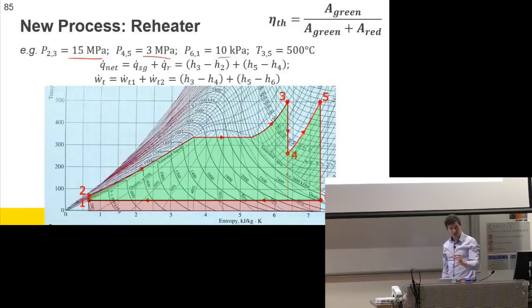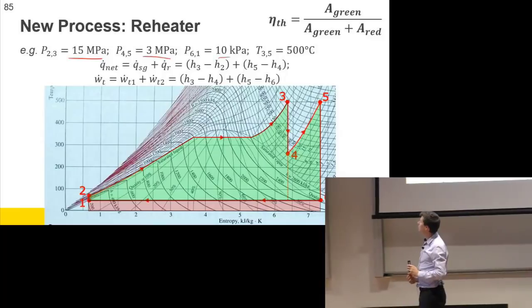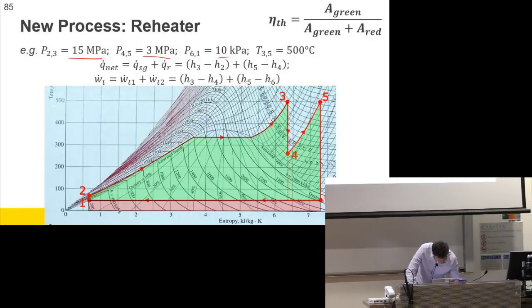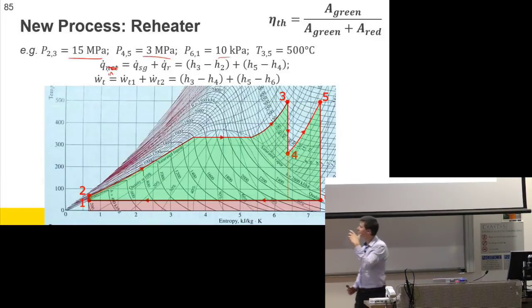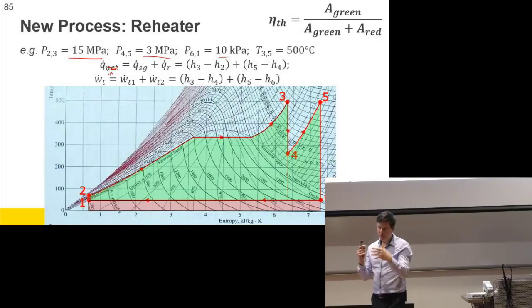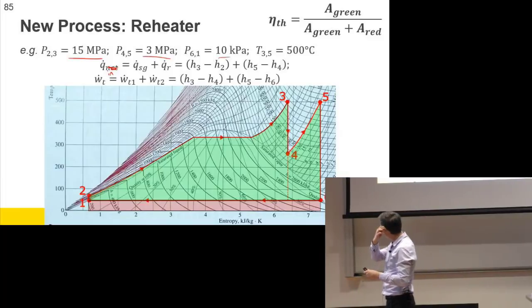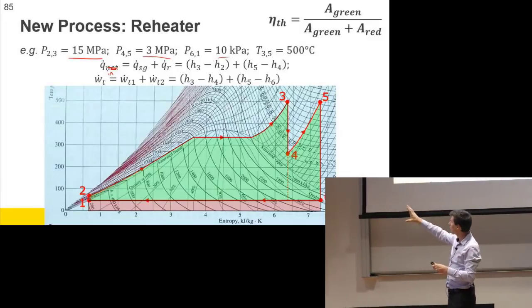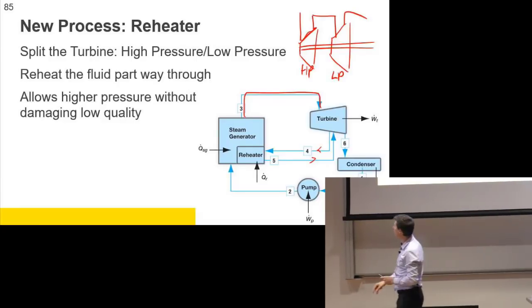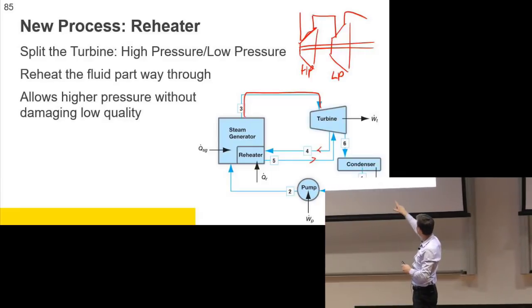So how do we analyze this mathematically? Well, we say that the Q in, that's not Q net, that's Q in. My apologies, Q net would have to take into account the condenser as well. The Q in will be whatever you put in as heat in the steam generator, the boiler initially, plus whatever heat you add in the reheater. So you have to take both of those heats into account, which is just the enthalpy of the state points before and after the reheater and before and after the steam generator, so 3 and 2 and 5 and 4. So I've gone back a slide. Between 2 and 3, we've gone through the steam generator. Between 4 and 5, we've gone through the reheater.